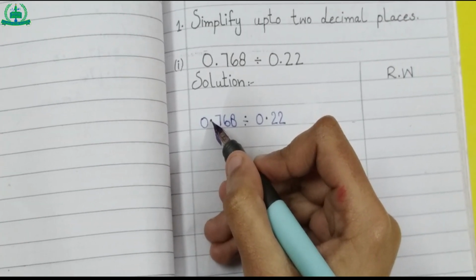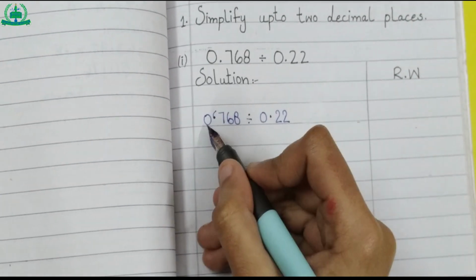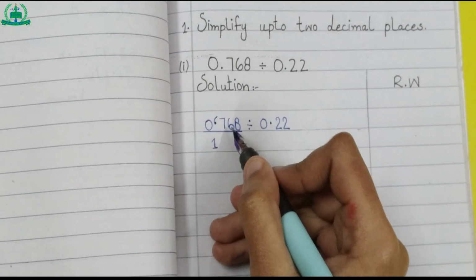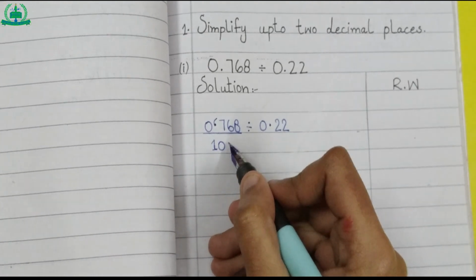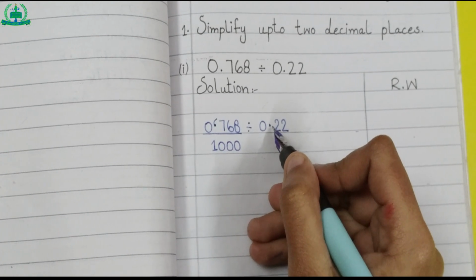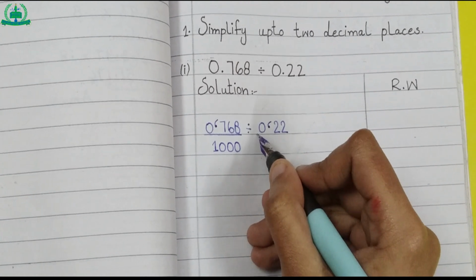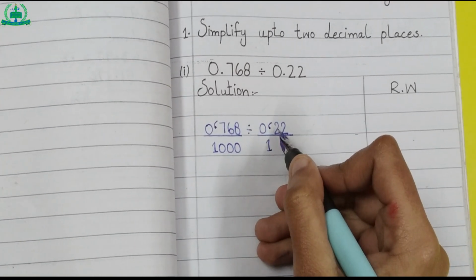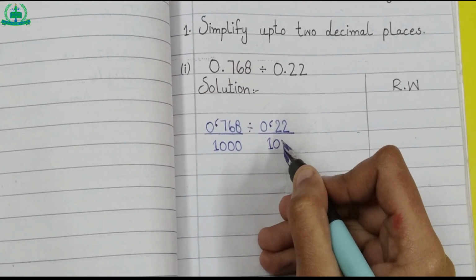First we remove decimal. When we remove decimal, we put 1 in denominator. After decimal, there are 3 digits, so we put 3 zeros after 1 in denominator. Again we remove decimal. When we remove decimal, we put 1 in denominator. After decimal, there are 2 digits, so we put 2 zeros after 1 in denominator.